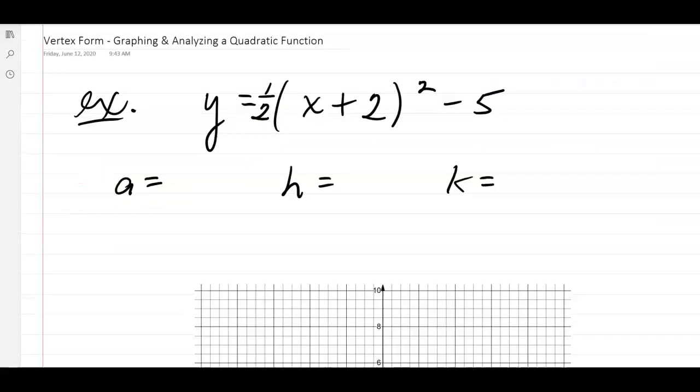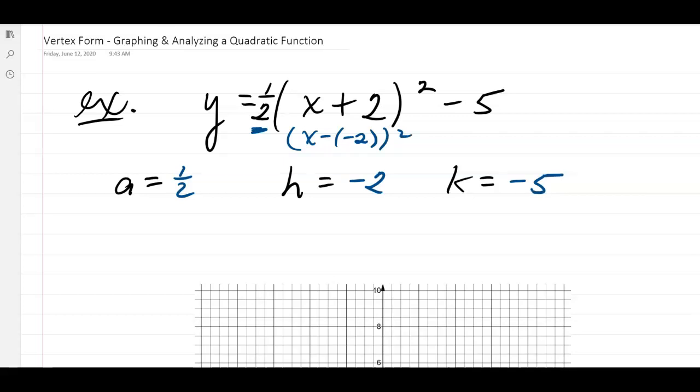Okay, now we're going to look at a full-fledged vertex form quadratic function. This time we have an a value, and it's 1/2. It's the number right here. And because it says x plus 2, the h value is actually negative 2, because this is x minus a negative 2 in the vertex form. And then the k value is minus 5.